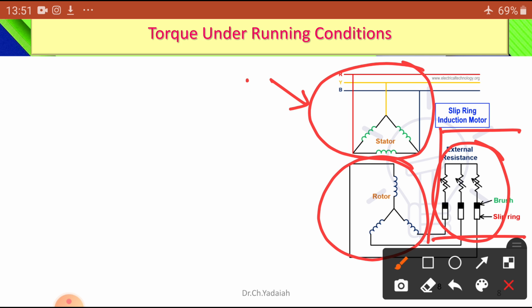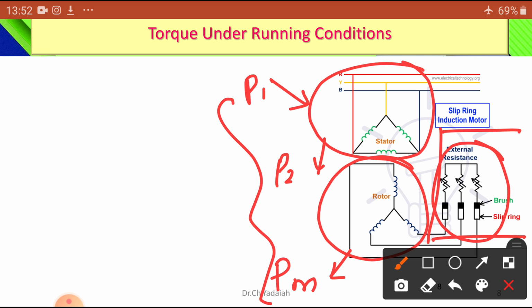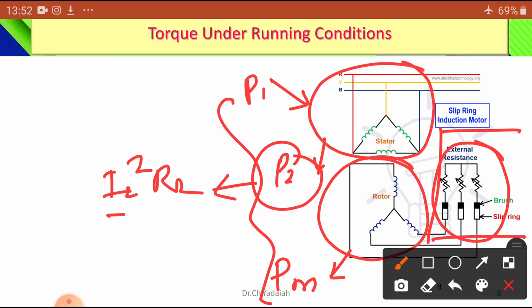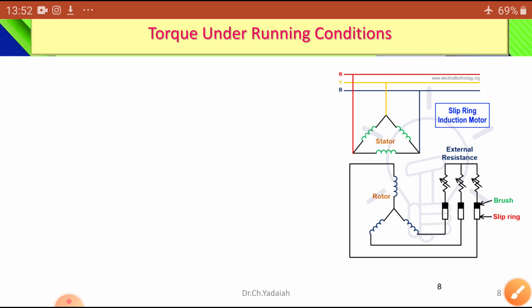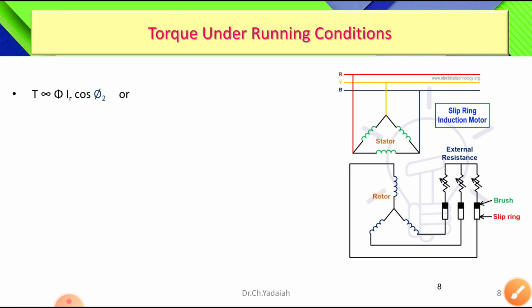This is the P1 and it will give you the P2, it will give us the PM. We are concentrating on this one only. Now, the P2 in terms of copper losses, by slip. So, we are going to concentrate on this one. Now, T is directly proportional to phi into IR into cos phi 2.